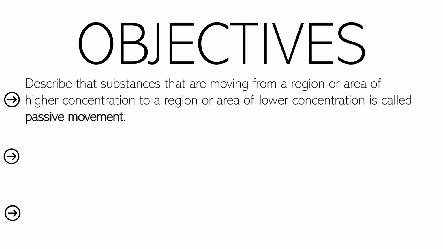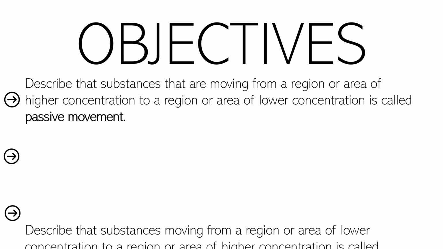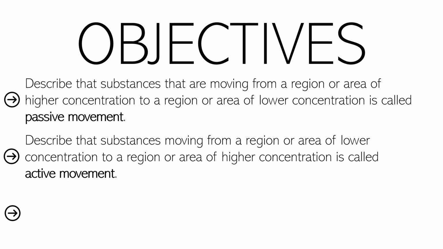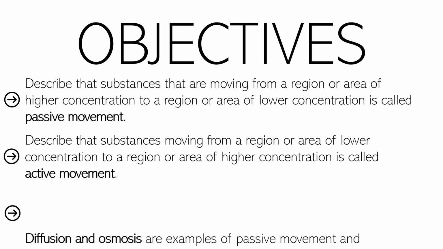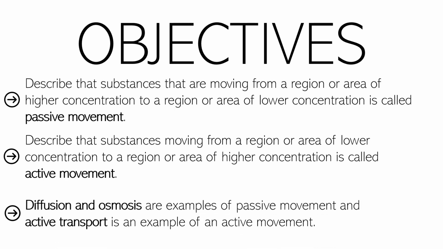Our objectives are: number 1, describe the substances that are moving from a region or area of higher concentration to a region or area of lower concentration is called passive movement. Number 2, describe the substances moving from a region or area of lower concentration to a region or area of higher concentration is called active movement. Number 3, diffusion and osmosis are examples of passive movement, and active transport is an example of an active movement.